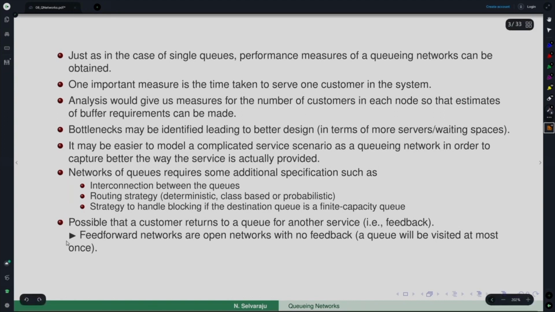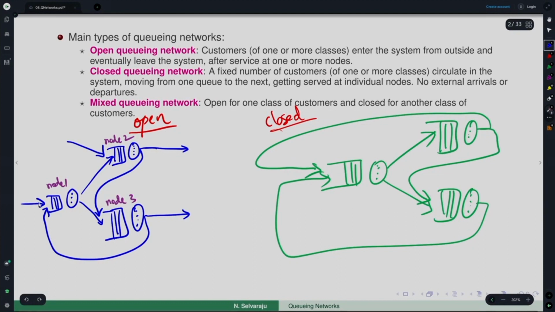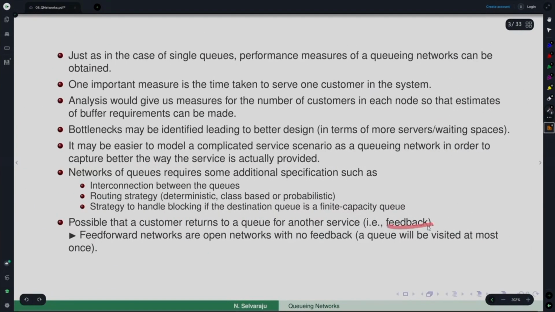Now, in this particular case, it is possible that a customer returns to a queue for another service. It is feedback. We said that a customer who comes here will get served here, move here, then again come here, and come here. So, there is a feedback here. These are called feedback networks when such a thing happens.